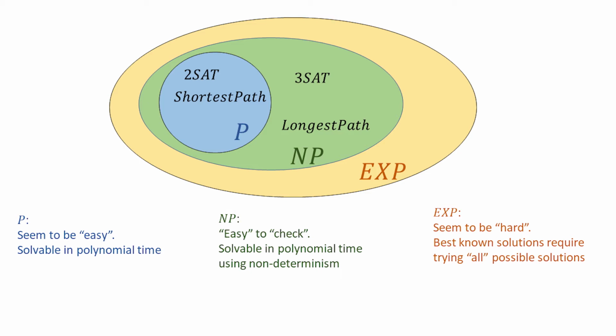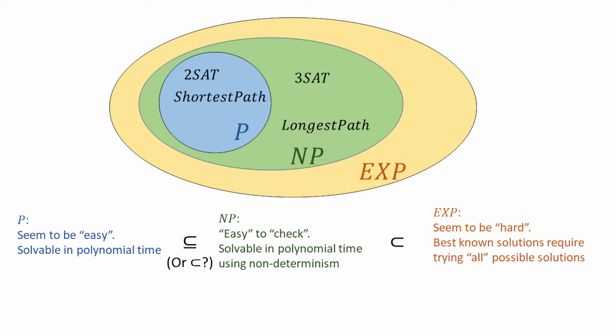So the N in NP stands for non-deterministic. So NP stands for nondeterministic polynomial time. So P stands for polynomial time, NP is nondeterministic polynomial time, EXP is exponential time. And we don't know the relationship between NP and P.